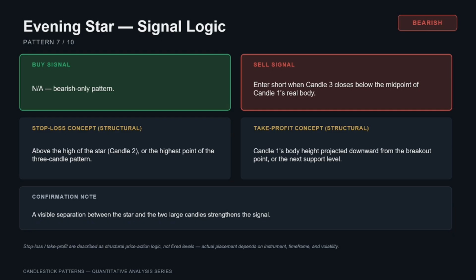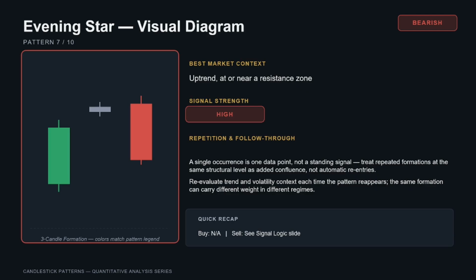Stop loss concept: above the high of the star or the highest point of the 3 candle pattern. Take profit concept: candle 1's body height projected downward from the breakout point, or the next support level. Confirmation note: visible separation between the star and the 2 large candles strengthens the signal.